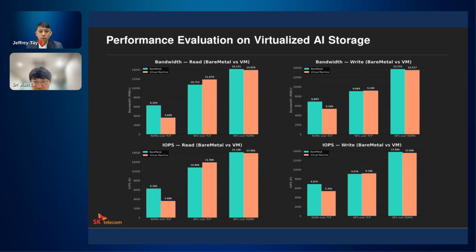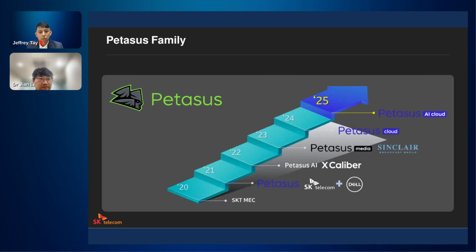So we ran the FIO performance benchmark on both a bare metal H100 HGX node and a virtual machine created by Petasus. By performing end-to-end AI storage optimization, the VM achieved bare-metal-grade IO throughput and IOPS. The VM-native NFS over RDMA approach achieved around 600% better performance compared to the CSI-based NVMe over TCP, and the overhead introduced by the AI storage virtualization is less than 3% in this case. So yeah, this is my last slide.